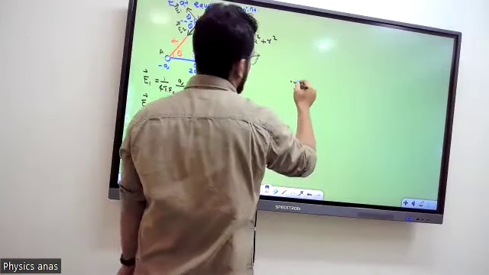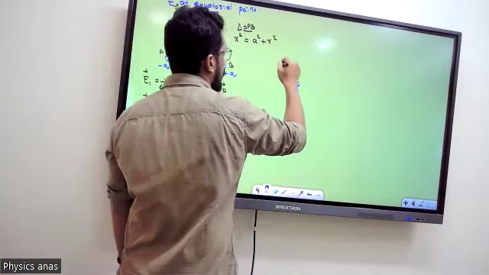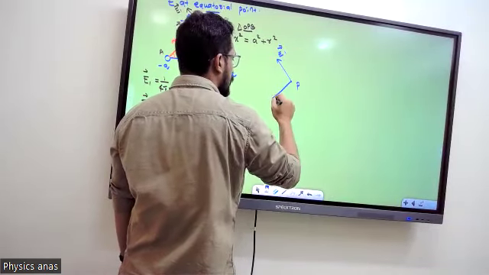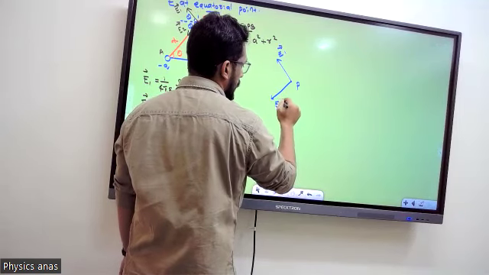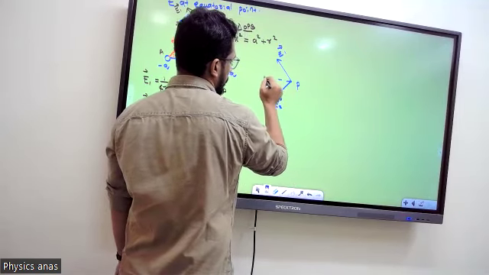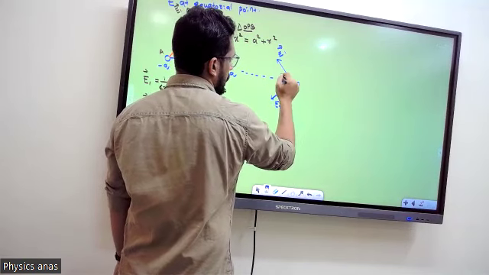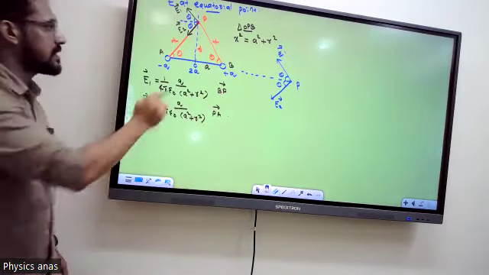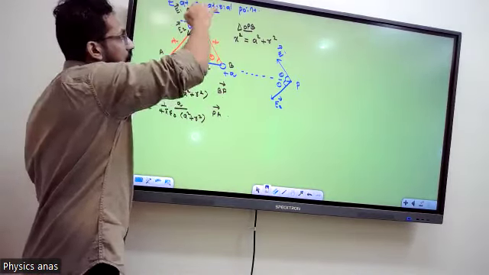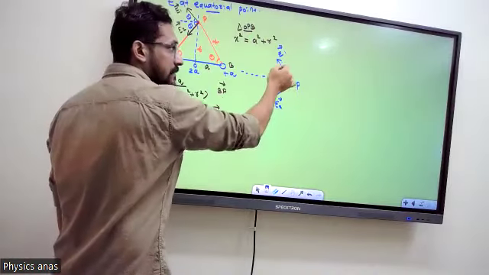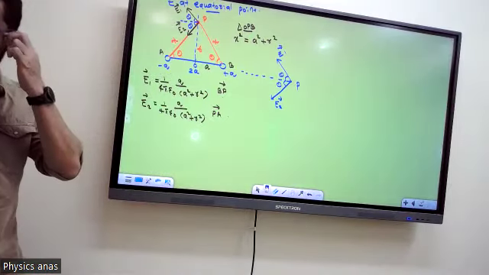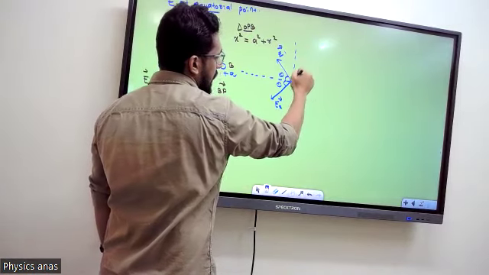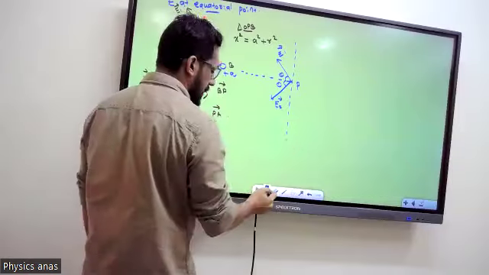So I will redraw the figure. You have E1 in this direction, E2 in this direction, and the angle between them is theta here and theta here. Did you understand that? Theta plus theta will be 2 theta, so the whole angle will be 2 theta. Okay? And I am drawing the y-axis also.